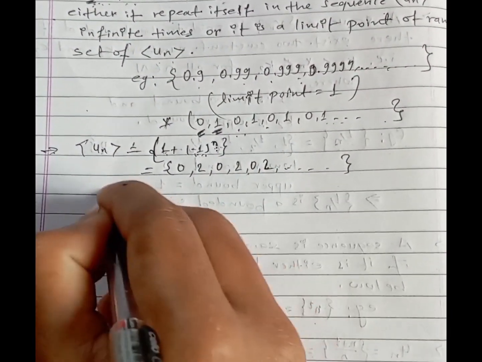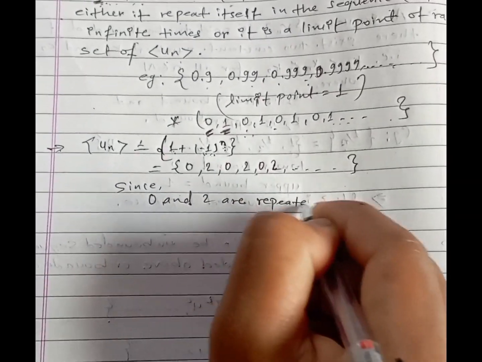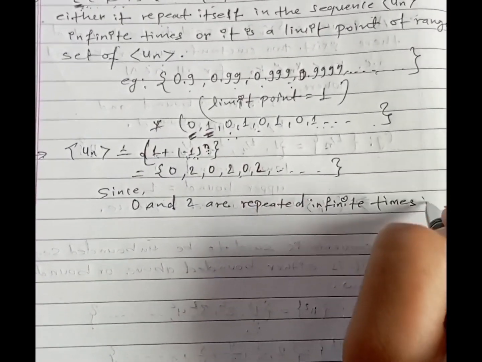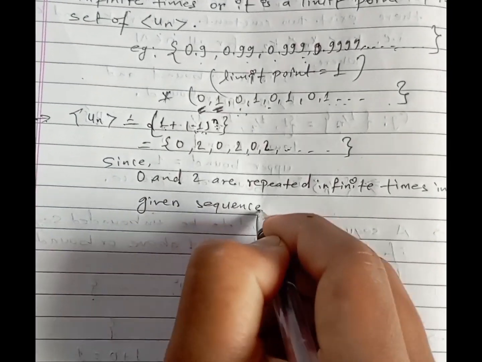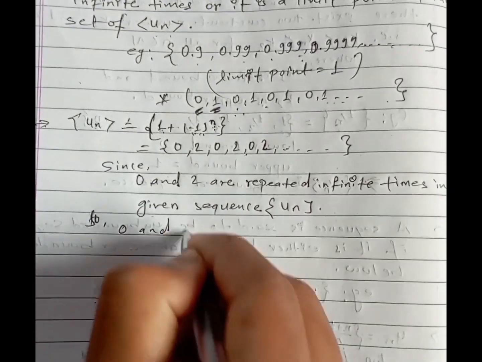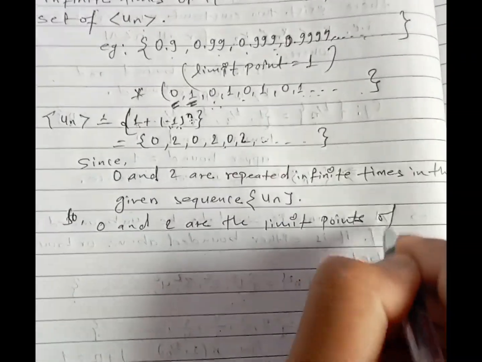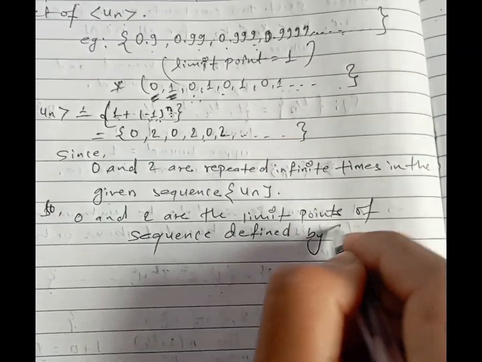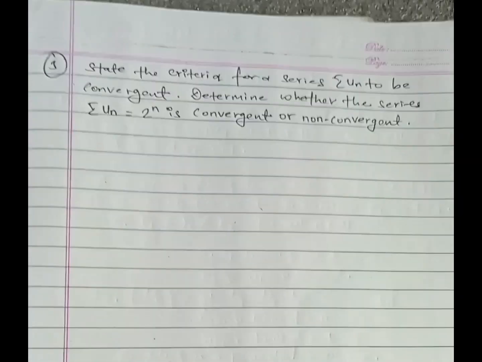So since 0 and 2 are repeated infinite times in the given sequence un, 0 and 2 are the limit points of the sequence defined by un equal to 1 plus minus 1 to the power n. So let's move to the next question.